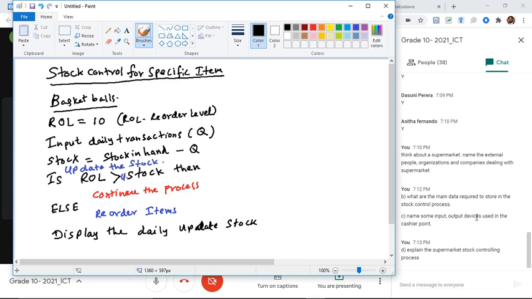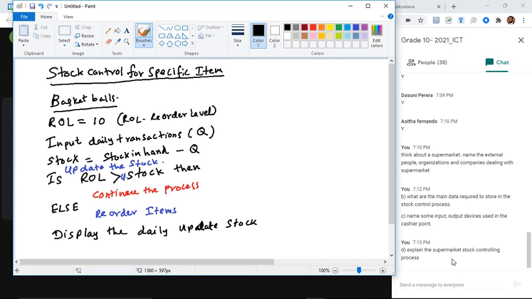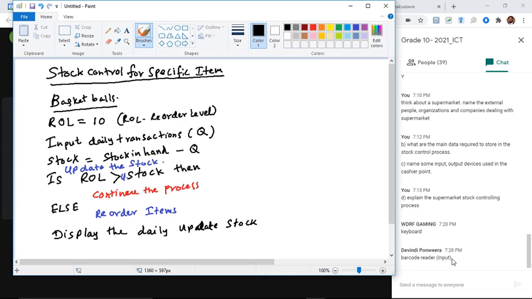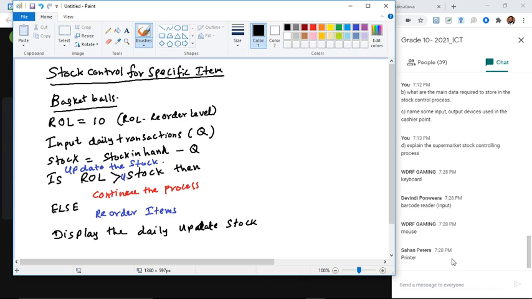Name some input output devices used in the cashier point. Can anyone type in the chat? What kind of input output devices are there? Just type. So the first one I have mentioned, keyboard is there. Good. I have mentioned about the barcode reader. Yes, good. Barcode reader. What else?